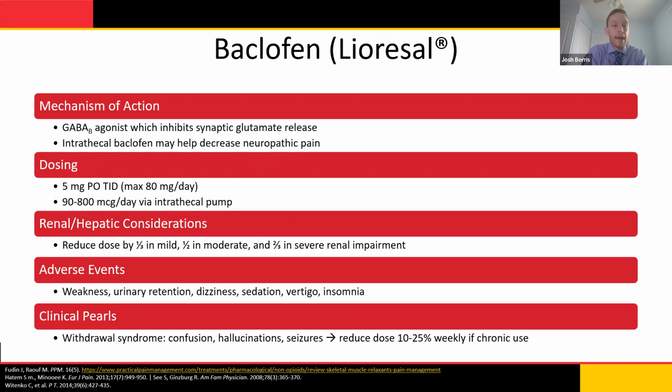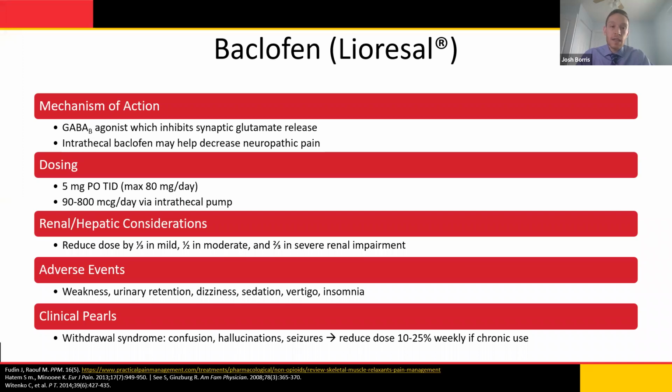And then baclofen. So baclofen is our antispastic agent. It is a GABA B agonist, and this inhibits synaptic glutamate release in order to prevent some of that motor neuron firing that we see in our spastic patients. What is also interesting is that intrathecal baclofen may help decrease neuropathic pain. And we're not really sure exactly how it helps for neuropathic pain, but some of the theories are inhibition of substance P release, or some changes in the pain processing pathway that can lead to antinociceptive effects, at least for neuropathic pain.